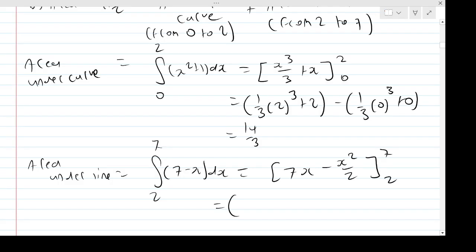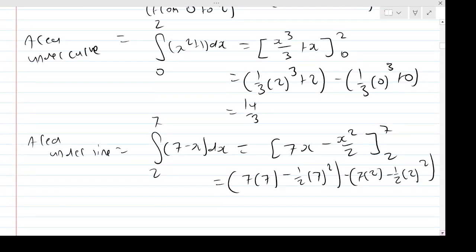So if we work that out, that would be 7 lots of 7, take away a half of 7 squared. And then plug in 2. That would be 7 lots of 2, take away a half of 2 squared. And so if I work that out, I get 25 over 2.